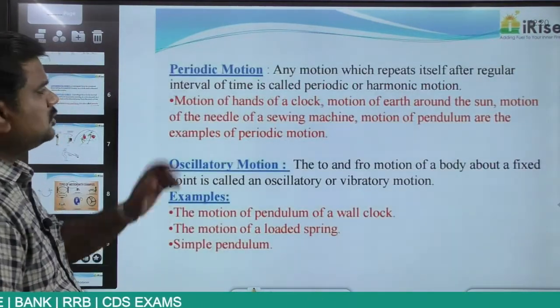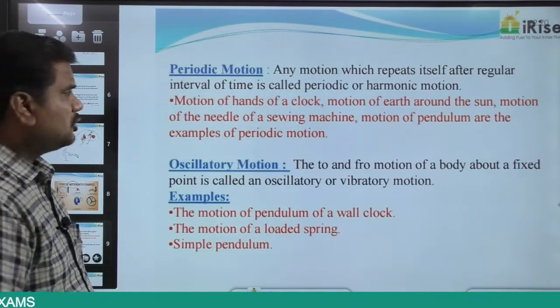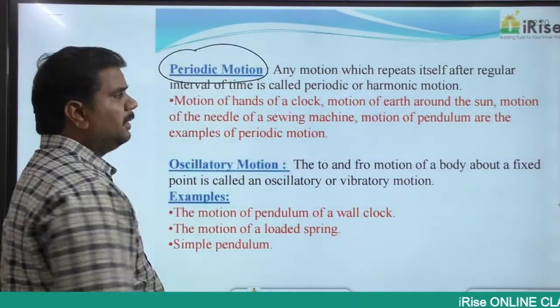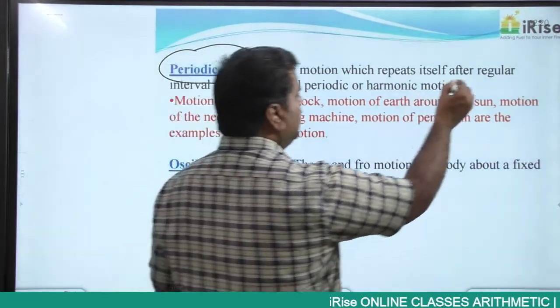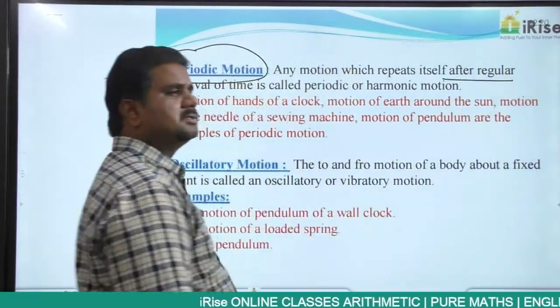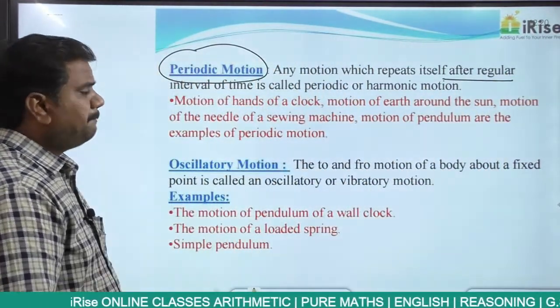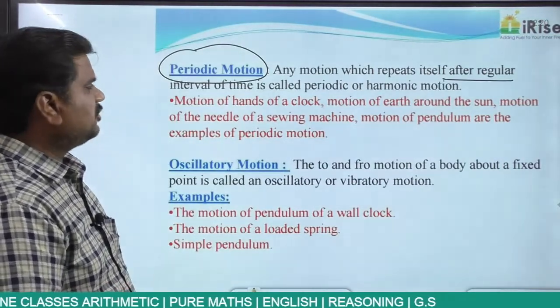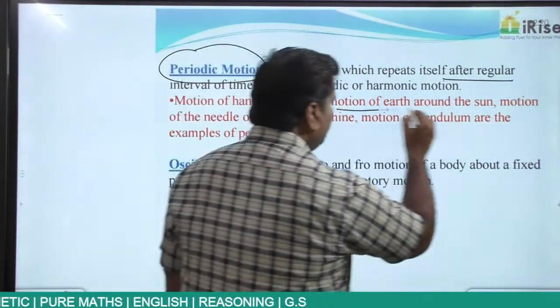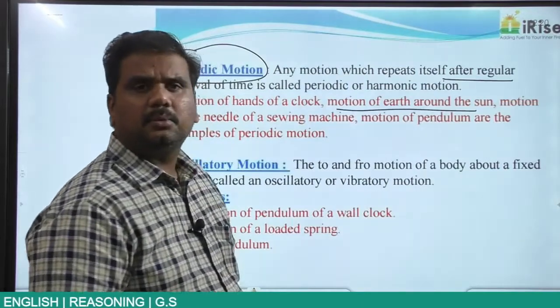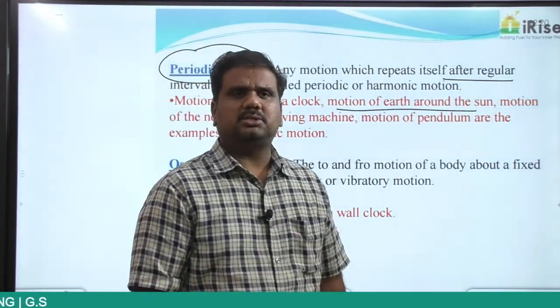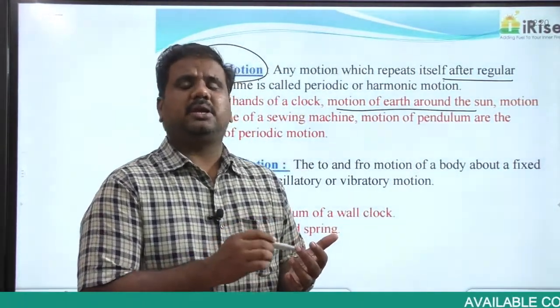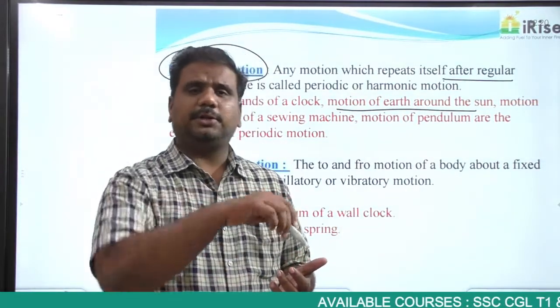So the first one we're talking about is periodic motion. In the case of periodic motion, it is a motion which is repeating after regular intervals. That is what you call a periodic motion. Now suppose you're talking about the motion of Earth around the Sun. When talking about the motion around the Sun, Earth takes around 365 days to complete one rotation.